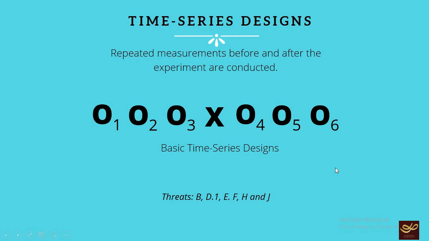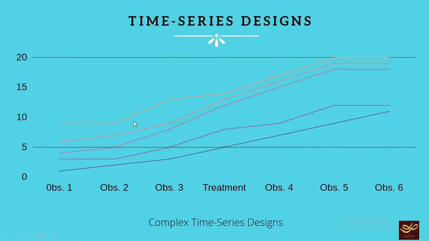Now let's try to look at some of the time series designs that are quite complex. So here, there are still 3 observations before and after a treatment. But how many groups are there? 1, 2, 3, 4, 5 study groups. Five studies that are being observed.